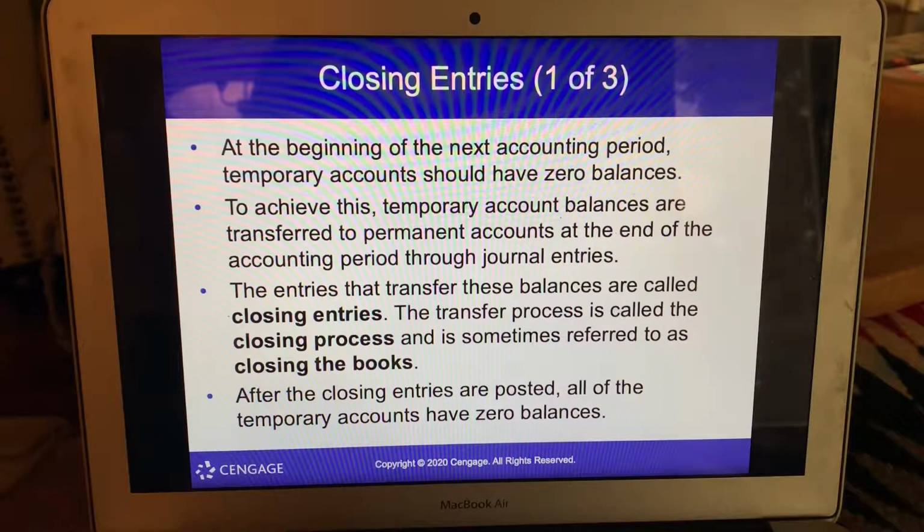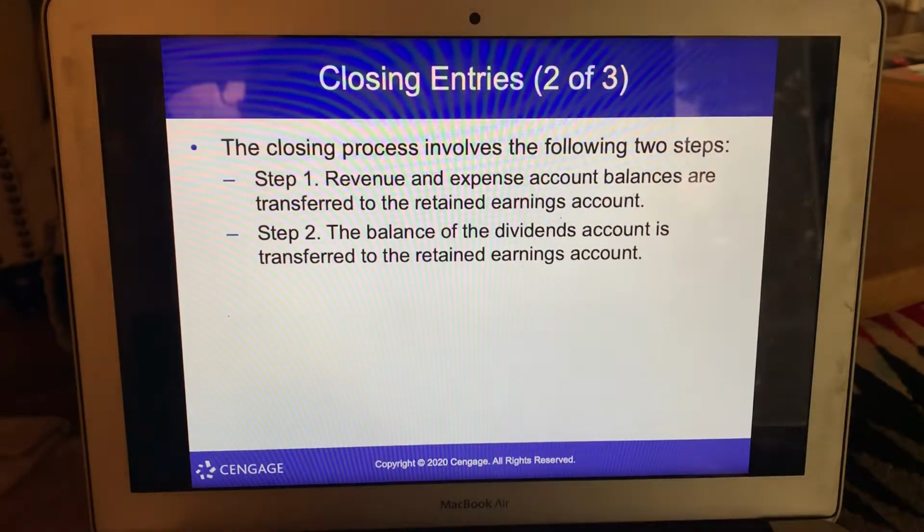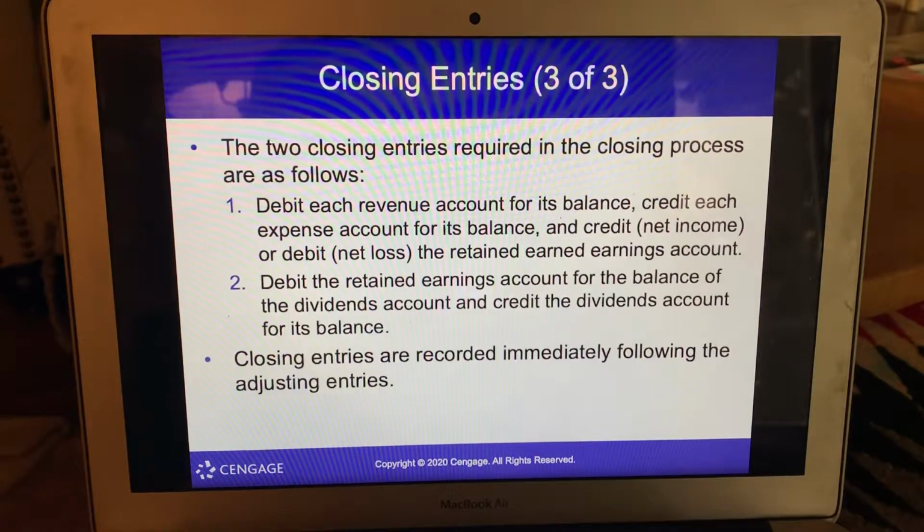So closing out a month, closing out the period, closing out a half a year, closing out a quarter, those are just some examples. After the closing entries are posted, all of the temporary accounts have a zero balance. The closing entry process involves the following two steps. First, revenue and expense accounts are transferred to the retained earnings account. Step two, the balance of the dividends account is transferred to retained earnings as well.